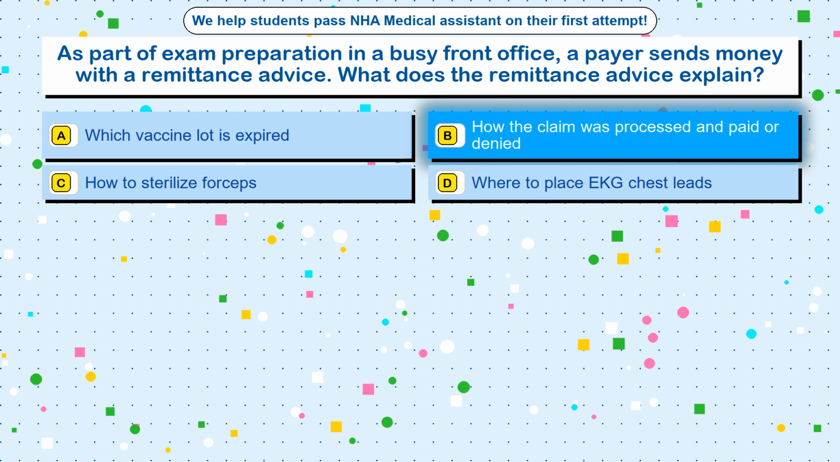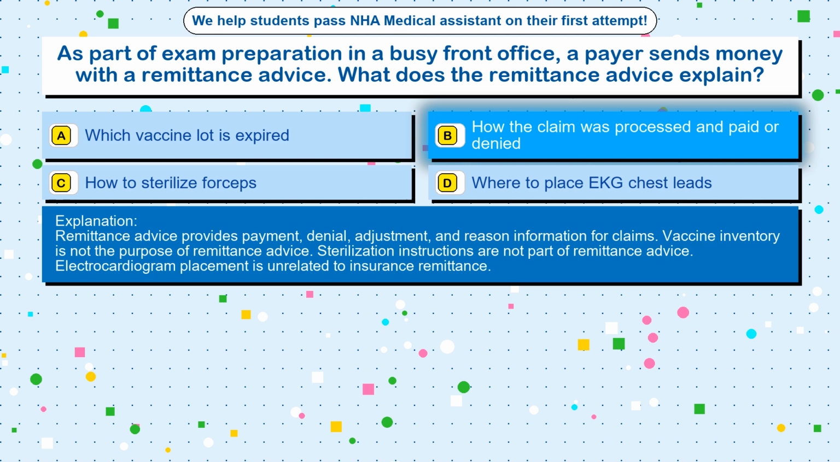The correct answer is option B, how the claim was processed and paid or denied. Remittance advice provides payment, denial, adjustment, and reason information for claims. Vaccine inventory is not the purpose of remittance advice. Sterilization instructions are not part of remittance advice. Electrocardiogram placement is unrelated to insurance remittance.